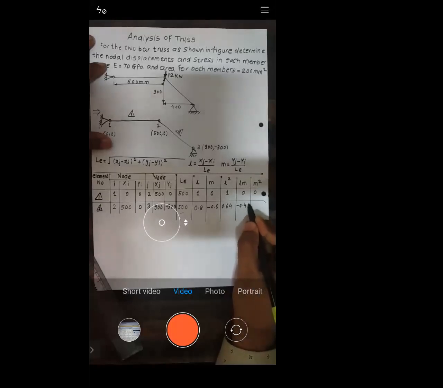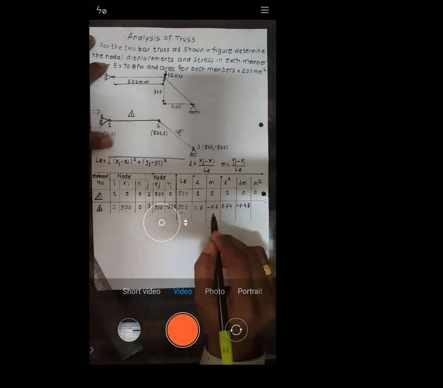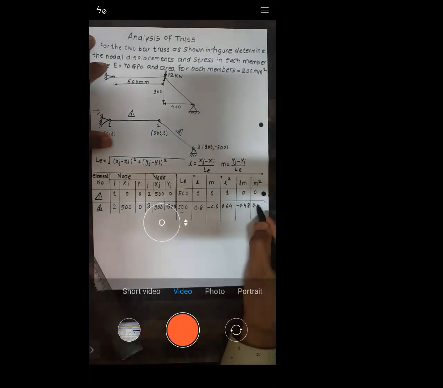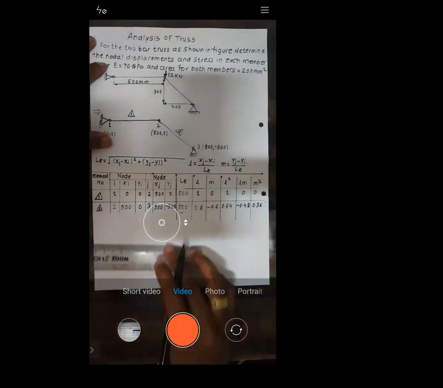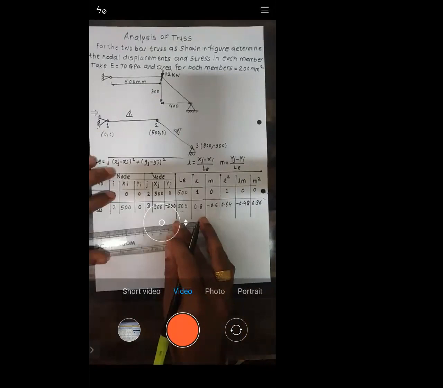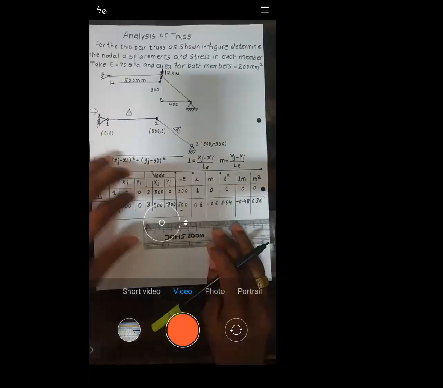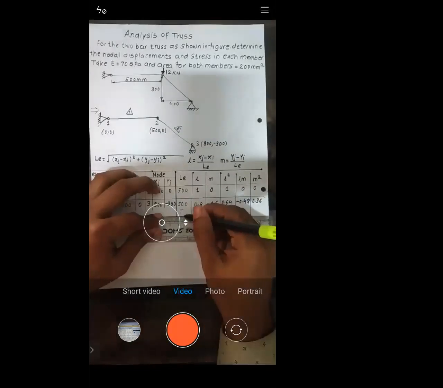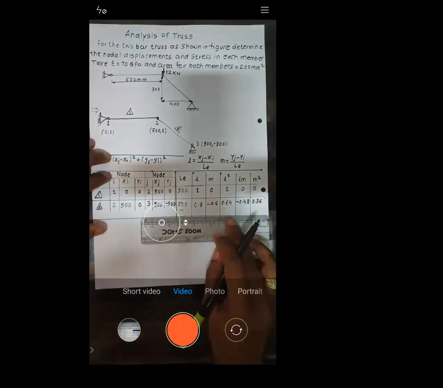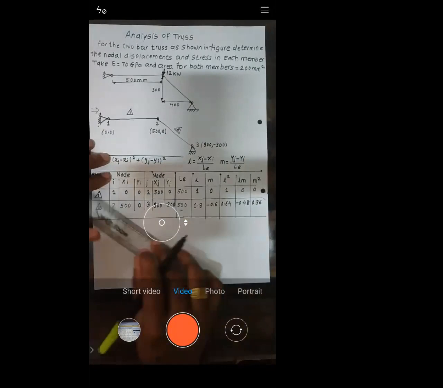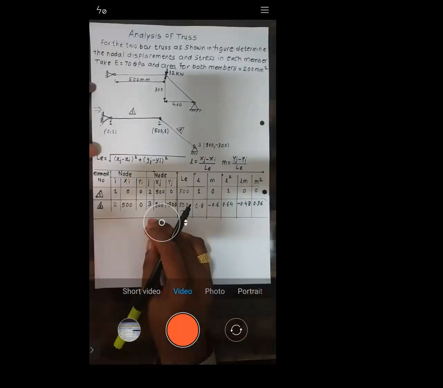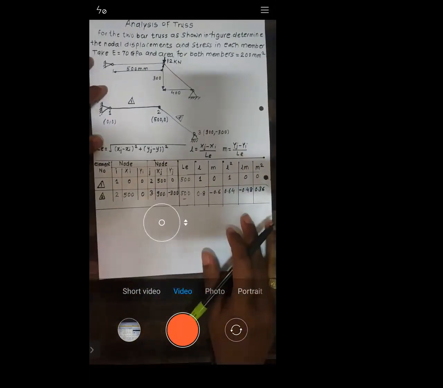Minus 0.48. Then M square, M square, 0.36. Now we have finished with this table. See, this table is very important. Until and unless you draw this table, you won't be able to write down the value of EME. And EME is basically called the element matrix equation.